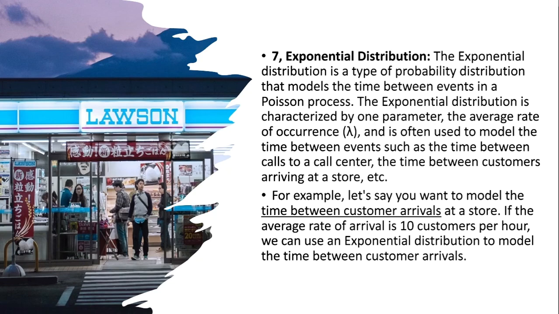Exponential distribution. The exponential distribution is a type of probability distribution that models the time between events in a Poisson process. The exponential distribution is characterized by one parameter, the average rate of occurrence, lambda, and is often used to model the time between events such as the time between calls to a call center, the time between customers arriving at a store, etc.